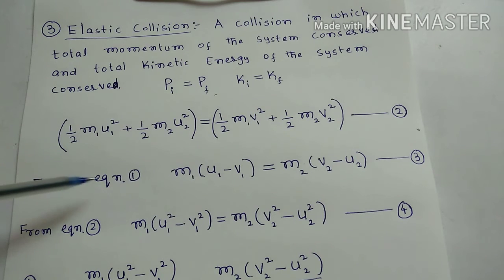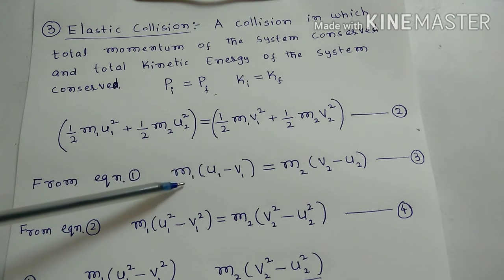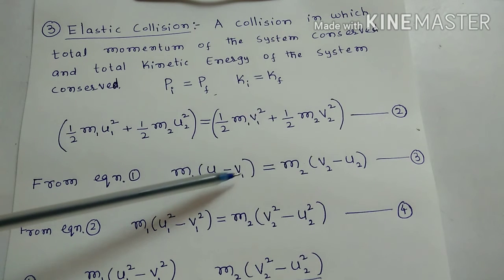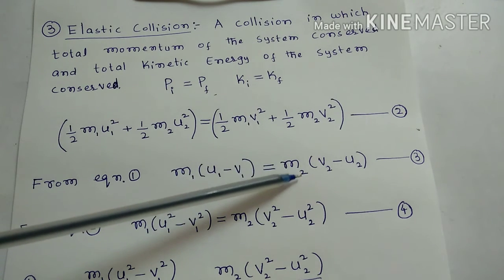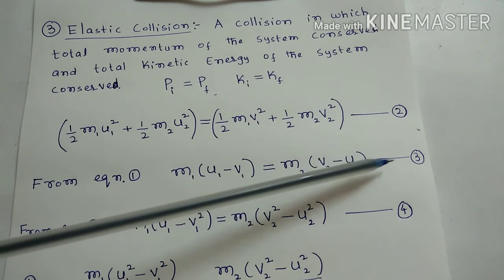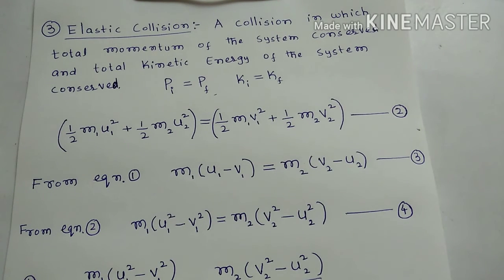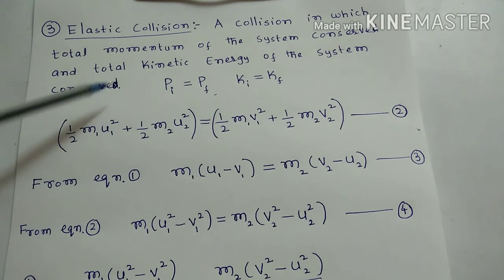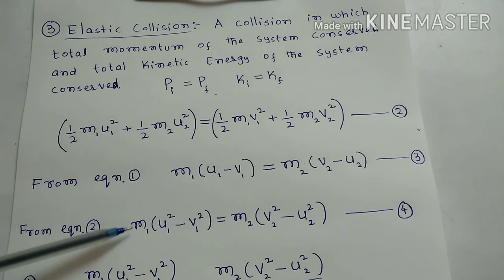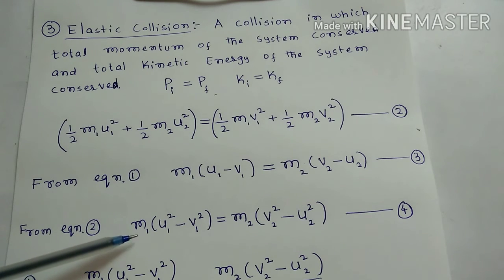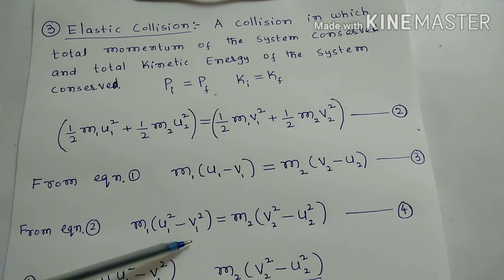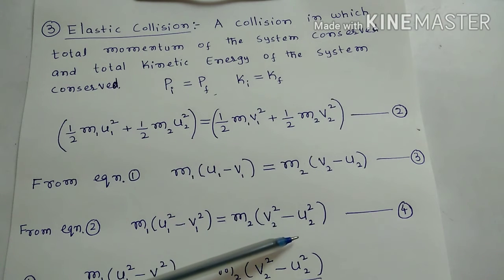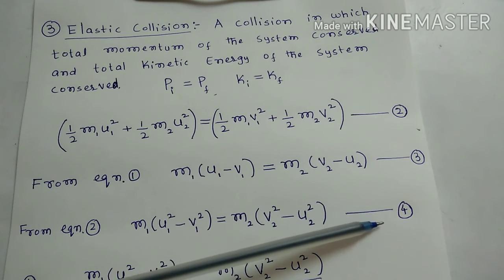From equation 1, we can write like this: M1 into (U1 minus V1) equal to M2 into (V2 minus U2). This is equation 3. Similarly, from equation 2, we can write like this. Bring the half M1 V1 square this side. So, half cancels on both sides. Finally, it looks like this: M1 into (U1 square minus V1 square) equal to M2 into (V2 square minus U2 square). I am calling this equation 4.